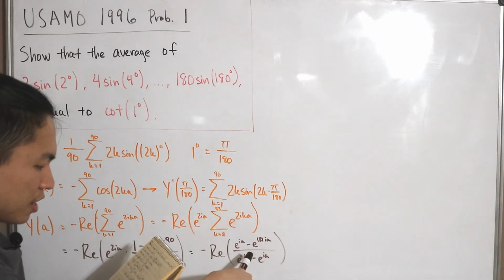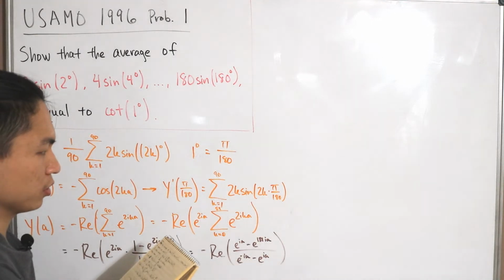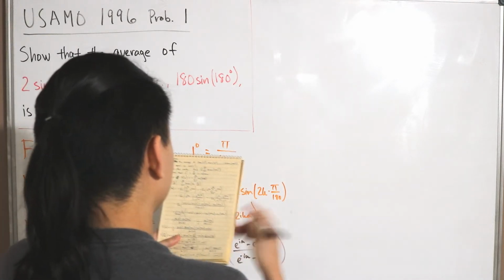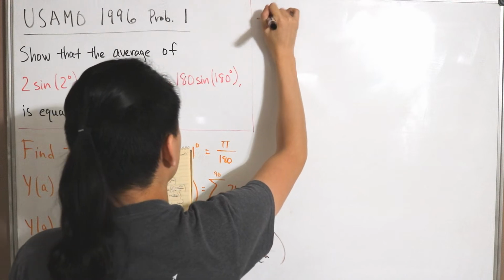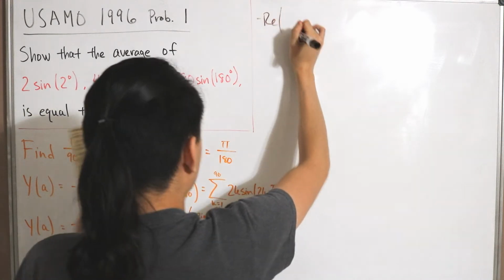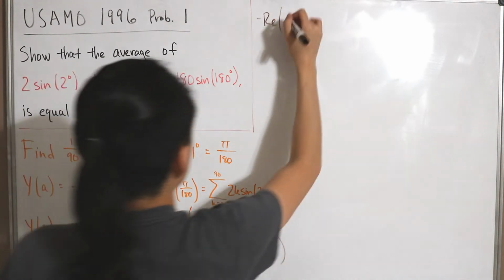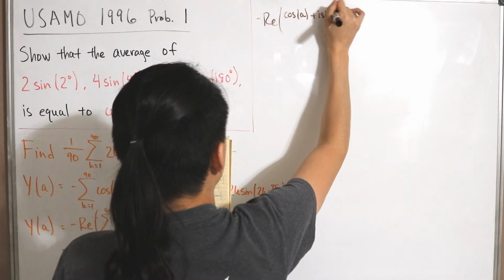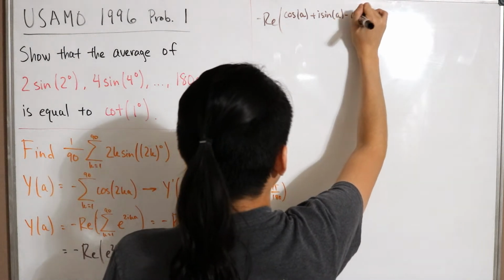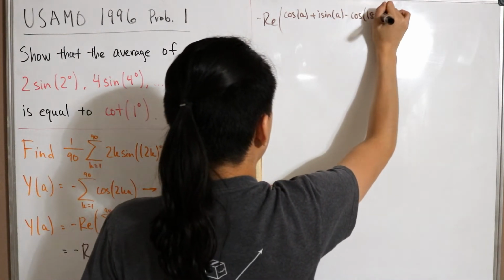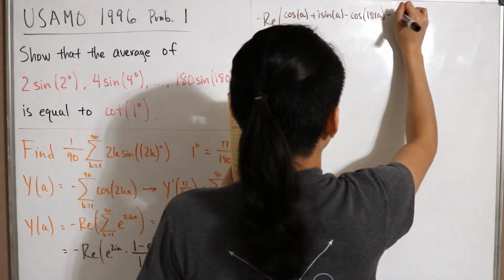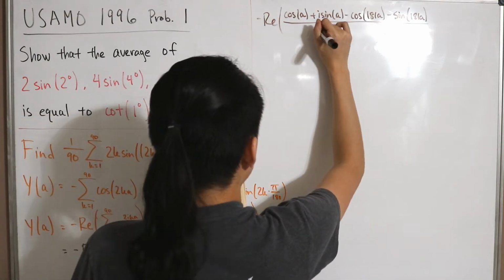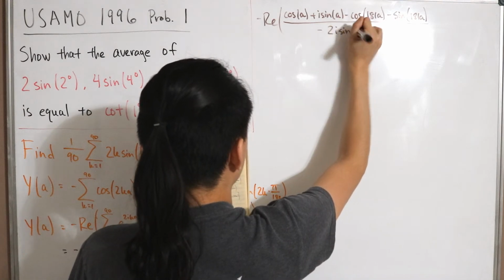With this formula, we can apply Euler's formula with cosine plus the imaginary unit times sine. So here we have the negative real part of e to the power ia, which is cosine of a plus i times sine of a, minus cosine of 181a minus i times sine of 181a, all divided by negative 2i times sine of a.